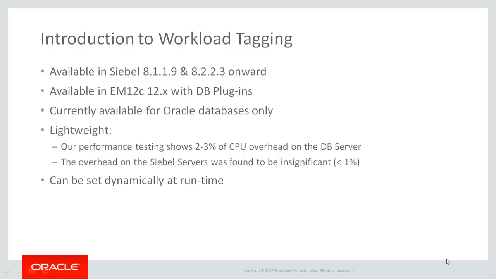In regard to version and implementation details, workload tagging is available in Siebel 8.1.1.9 and 8.2.2.3 and above. It's also available in EM12c 12.x and above with the associated database plugins. It's currently only available for Oracle databases, and from our internal testing, we've seen that the overhead on the database server as well as on the Siebel servers is classified as light, and also workload tagging can be set dynamically at runtime.